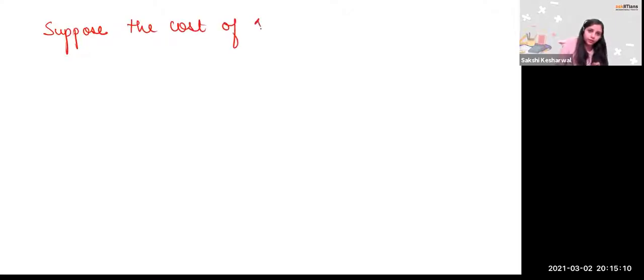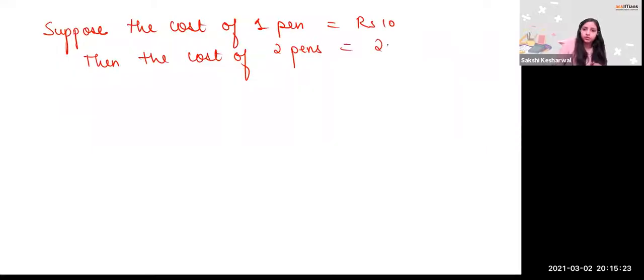Okay. Now, see what happened in the direct proportion. This is one of your examples. Now, I'll give you one more example of the direct proportion. Suppose the cost of one pen is rupees 10. Then the cost of two pens will be how much? 2 into 10, which is rupees 20, right?